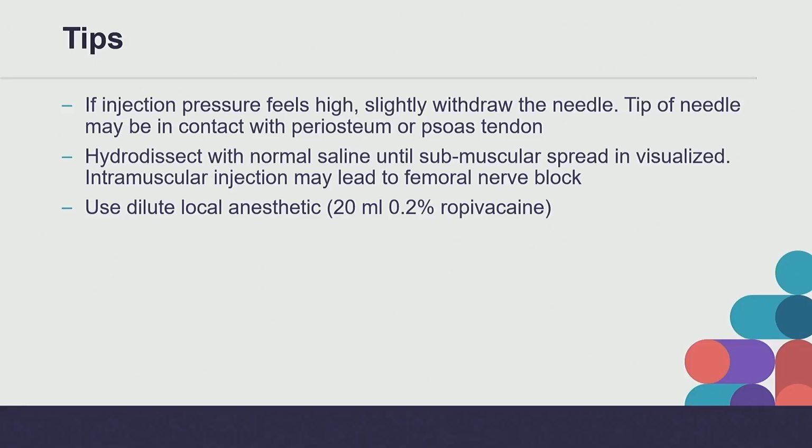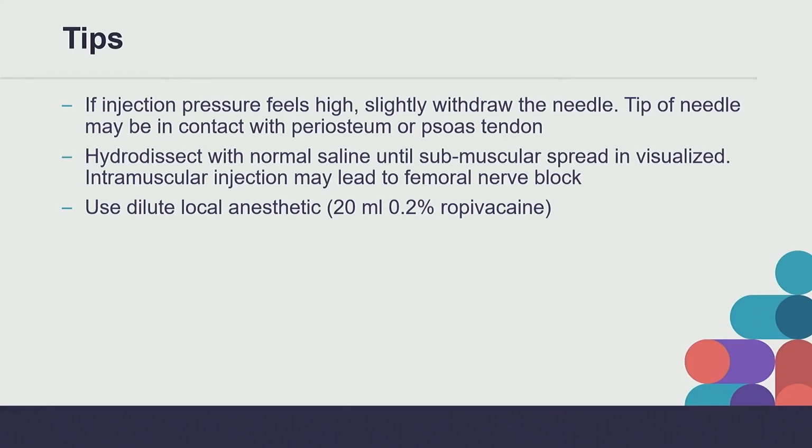Just tips when you're doing the PENG block, if the injection pressure feels very high, and a lot of times it does, it's a very tight space, slightly withdraw, less than a millimeter, because chances are the tip of your needle is wedged either into that psoas tendon or right along that osseous structure, and then inject as you pull back even a millimeter, and usually that helps to spread that local anesthetic without feeling that huge resistance.